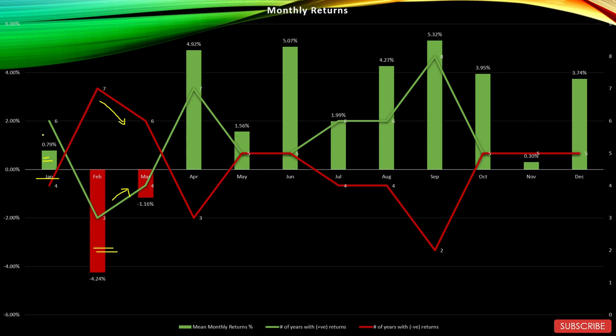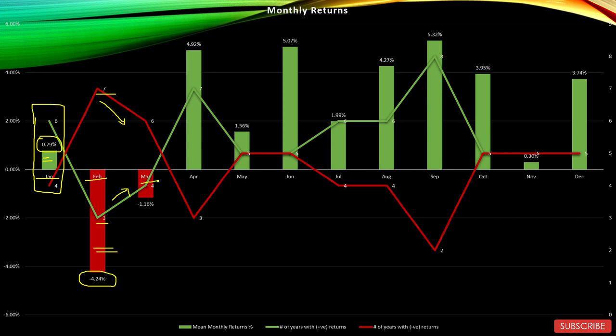January, the average monthly returns for January is 0.79%. So I would say a flat month for this sector with negligible average monthly returns of 0.79%, six positive years and four negative years. February, by far the worst month for this sector with minus 4.24% average monthly return over the last 10 years. Seven times this sector has given negative returns in February and gave positive returns only thrice.